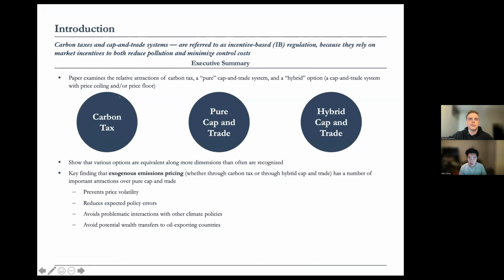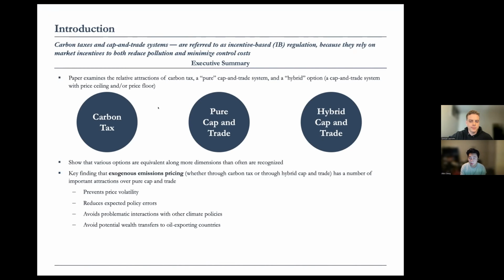As a brief introduction, carbon taxes and cap and trade systems are both referred to as incentive-based regulation because they rely on market incentives to both reduce pollution and minimize cost control. So the paper ultimately examines the relative attraction of a carbon tax, a pure cap and trade system, and a hybrid option, which is a cap and trade with an exogenous price ceiling and/or price floor.